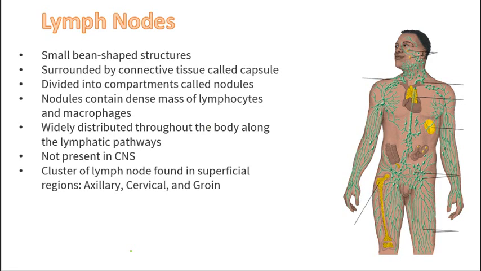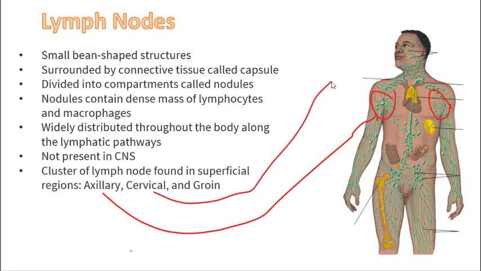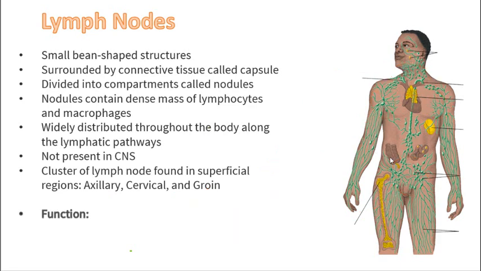Clusters of lymph nodes could be found superficially in a number of different regions. For example, right over here, that's going to be your axillary region. It could be found in the cervical region, right over here. It could be found in the groin region, right over here. So you have them superficially, and then internally around the gastrointestinal tract you have those lymph nodes clustered, in addition to being spread all throughout the body.